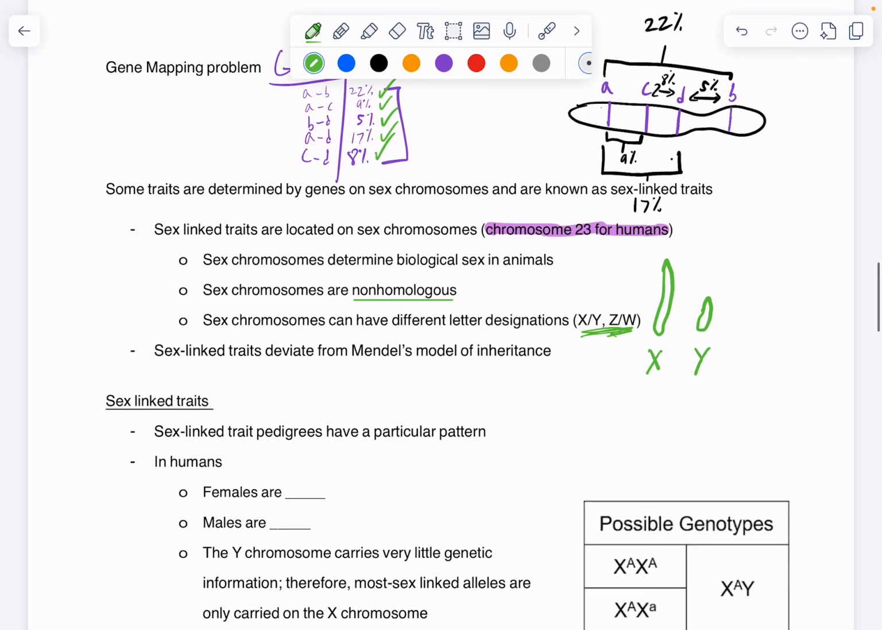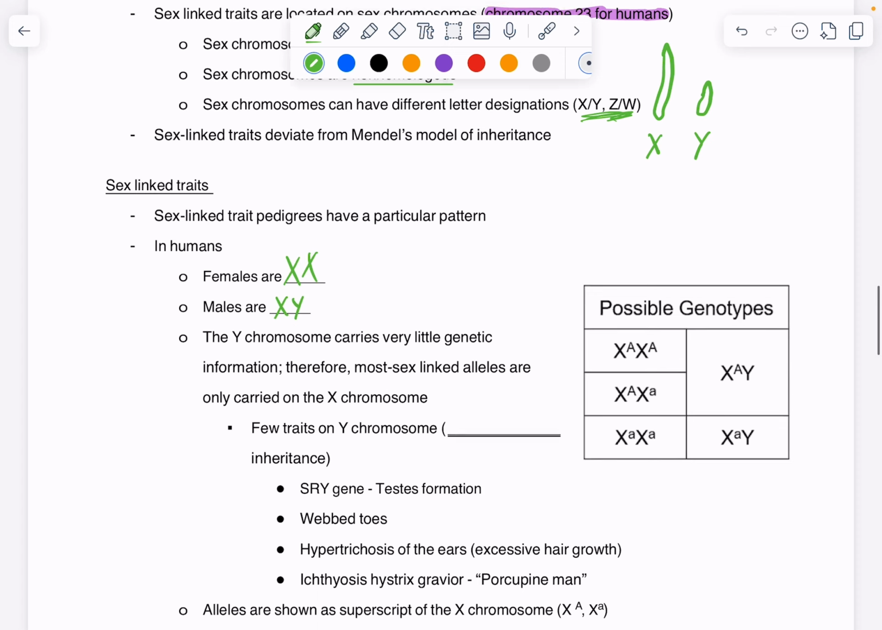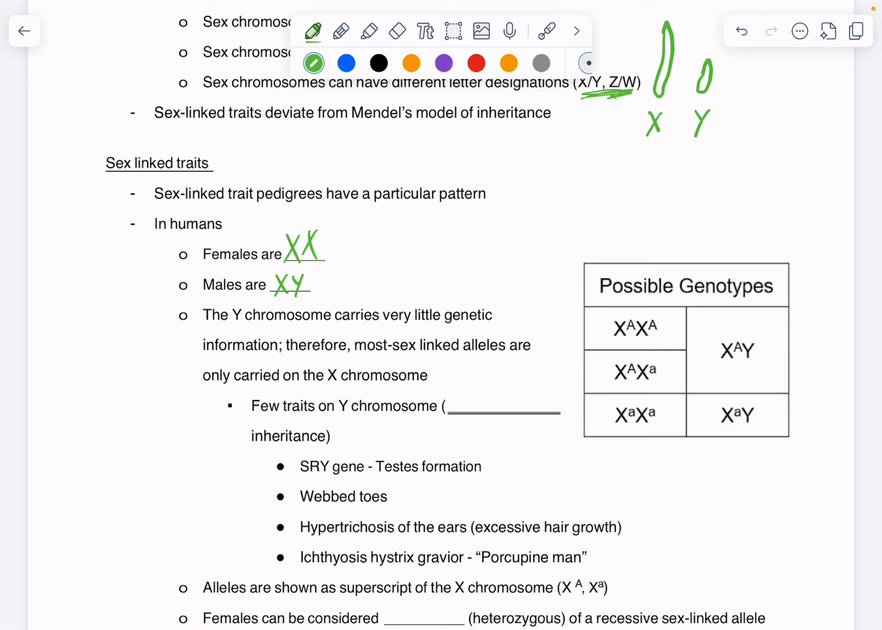And then sex-linked traits deviate from Mendel's mode of inheritance. So they don't necessarily follow that dominant recessive autosomal mode of inheritance that we've been seeing. And so sex-linked traits or pedigrees have a particular pattern in humans. Females are XX, males are XY. The Y chromosome carries very little genetic information. Therefore, most sex alleles are only carried on the X chromosome.